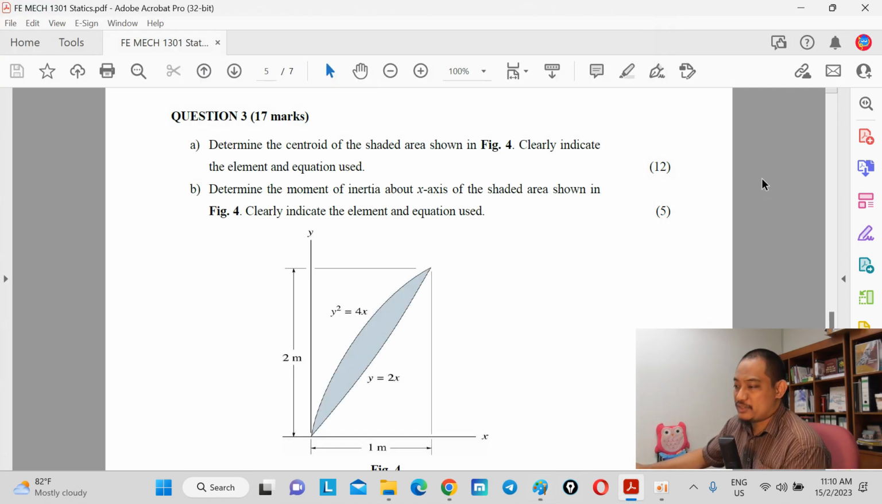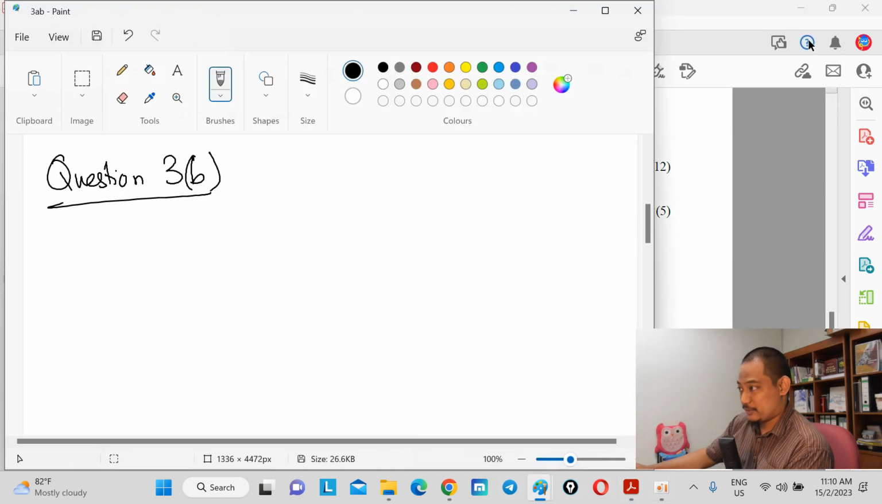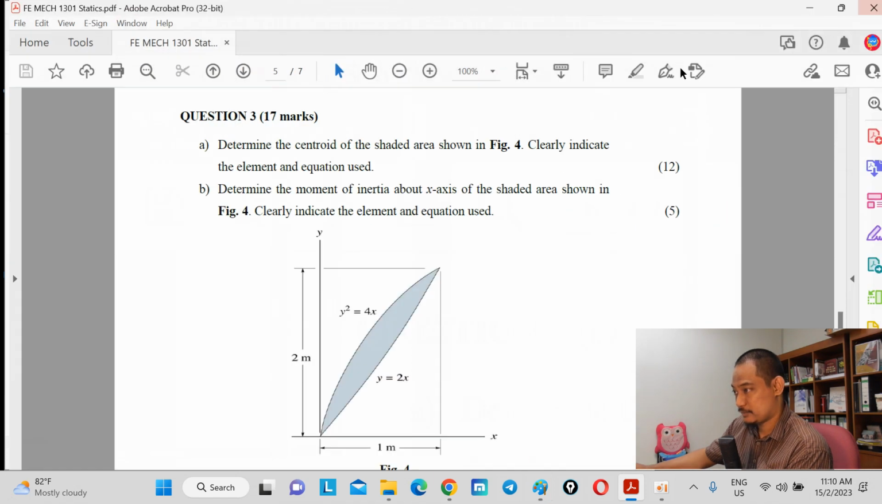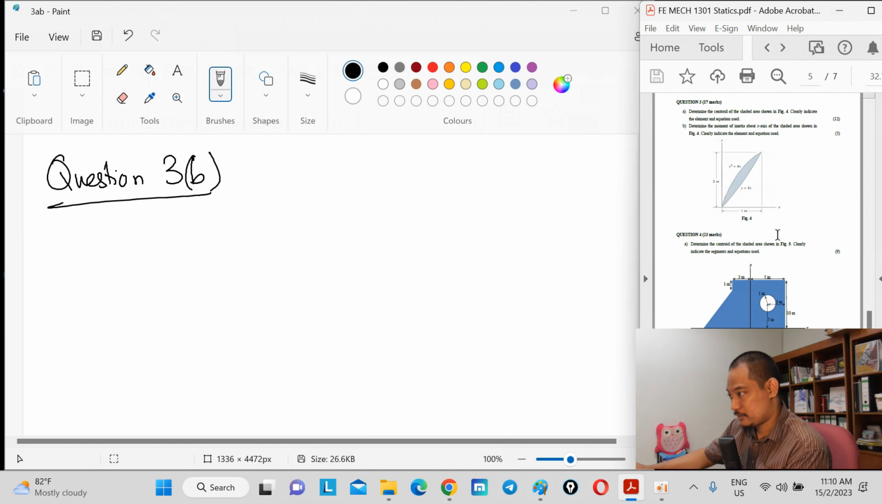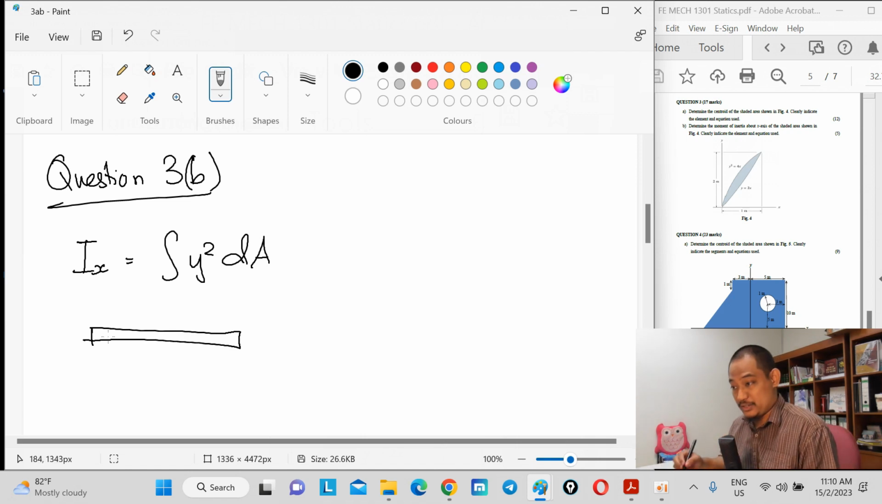3b is determine moment of inertia about x-axis of the shaded area shown. Clearly indicate element used. Alright, for moment of inertia, you have to understand the equation based on the element that you use. For example, we need to find Ix, right? So Ix equals integration of y squared dA, provided that you use this element, right? So we'll do that first, using this equation.